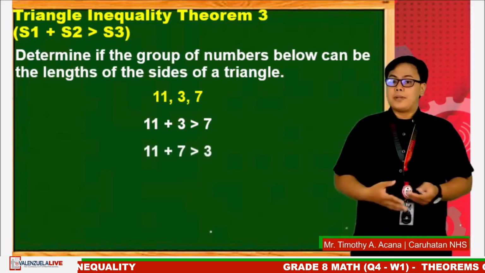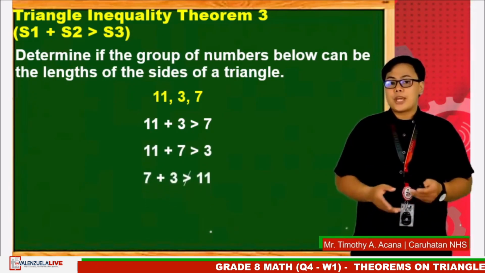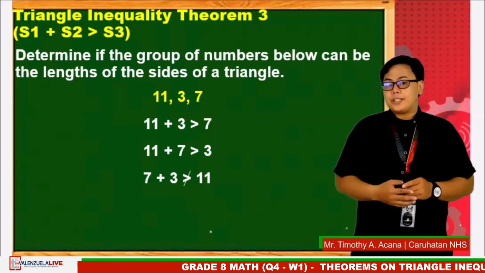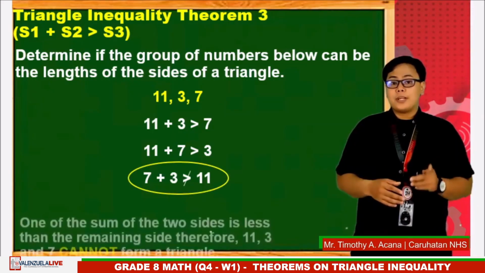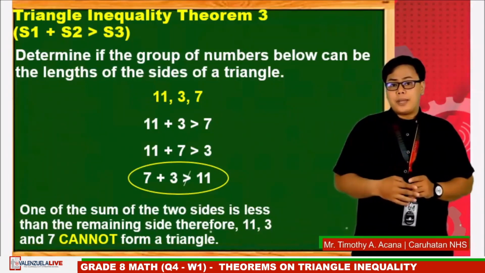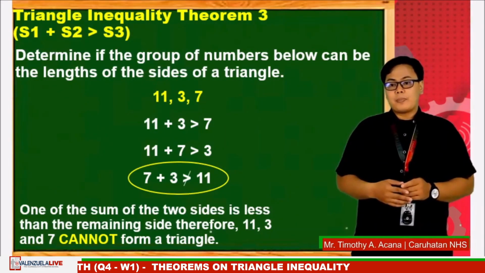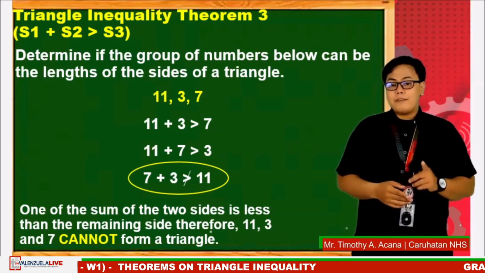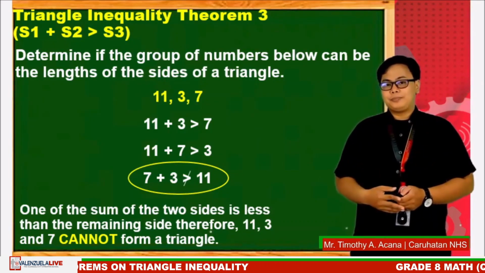We have 11 plus 7 is greater than 3. And lastly, we have 7 plus 3 is not greater than 11. If you will notice, one of the sums of the two sides is less than the remaining side because 7 plus 3 is less than 11. Therefore, 11, 3, and 7 cannot form a triangle.